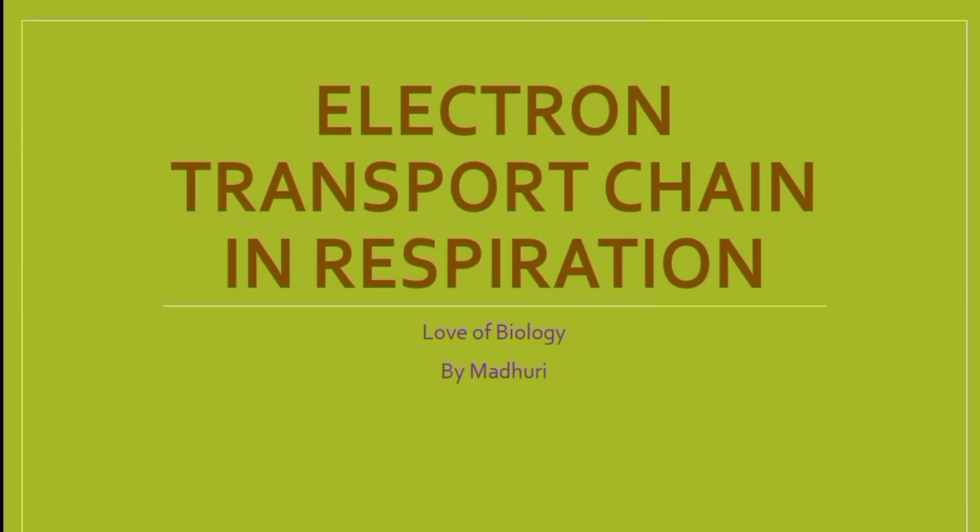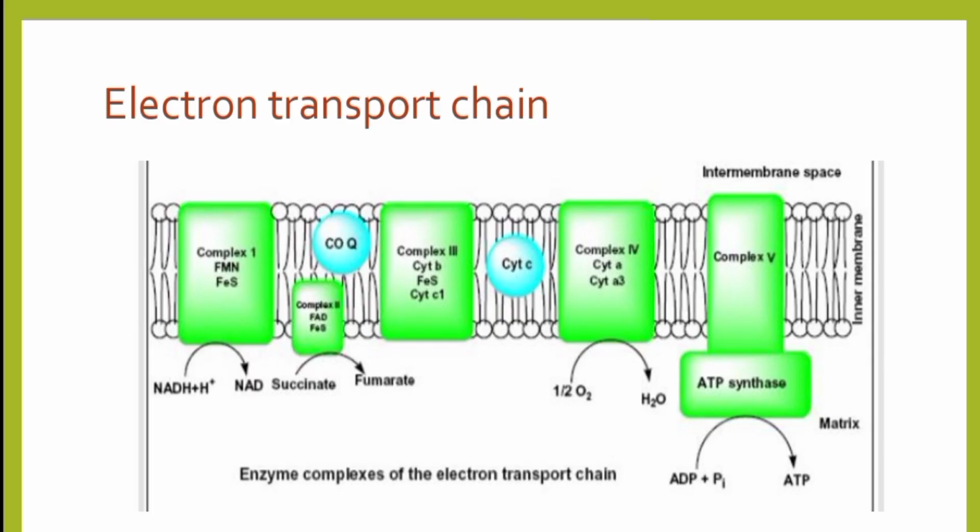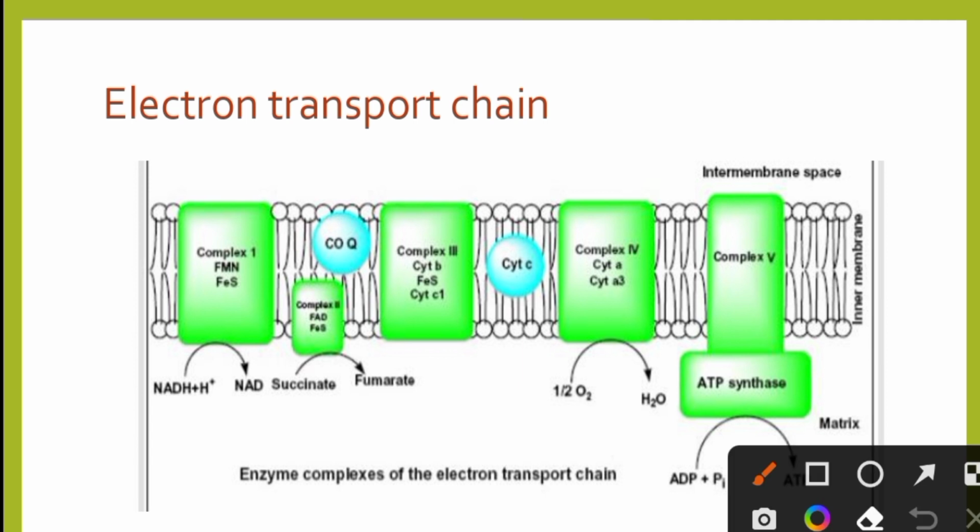I am Madhuri. Today we are going to learn about the electron transport chain of respiration. In plants and animals, if they are prokaryotes, it takes place in the cytoplasm. If it is a eukaryotic cell, it takes place in the mitochondria. Here you can see the inner mitochondrial membrane, where it takes place. The intermembrane space and matrix you can see here.